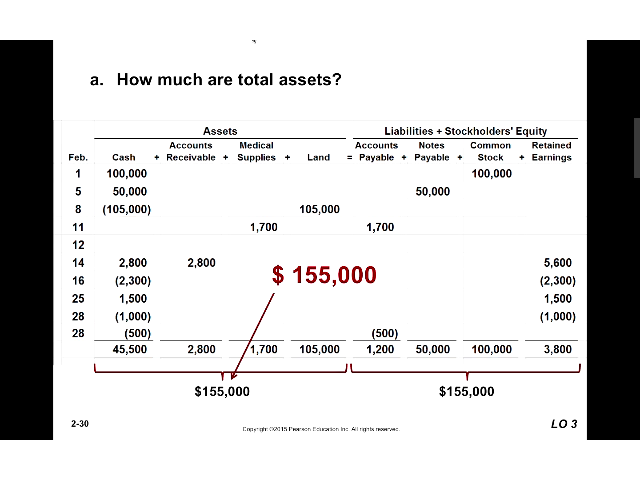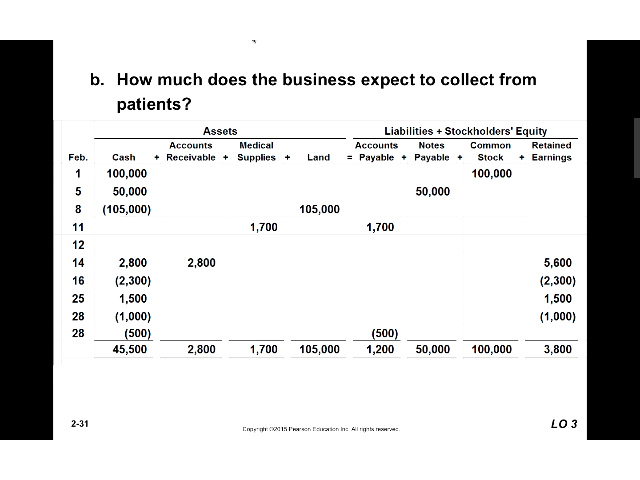Okay, next question is, how much does the business expect to collect from patients? You could think customers, because patients are customers. That's going to be a receivable account. Here we have accounts receivable, so that's 2,800. All we're doing now is focusing on the questions that we could answer given that we have this information from recording all our transactions. So 2,800 is how much this business expects to collect from its patients at this date.